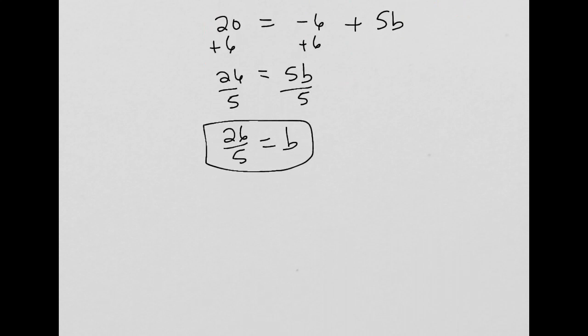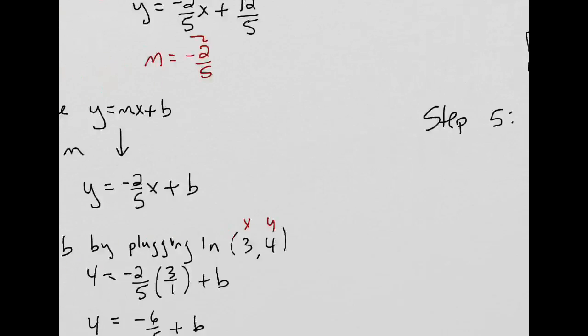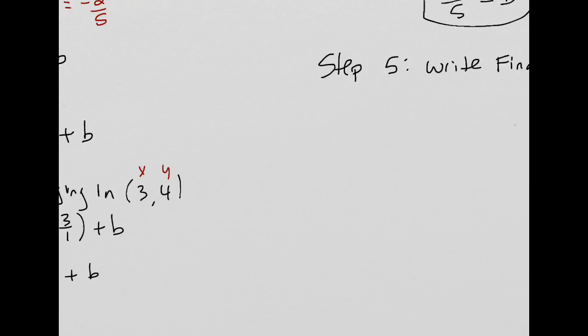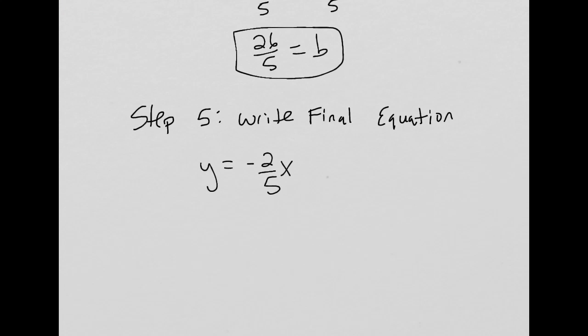Okay, my final step then is just to write the final equation in my line. So that's going to be our step 5. So we know our b value is 26/5. If I go back to a previous step, remember that we already knew the slope. So we knew the slope was negative 2/5. So I'm just going to take this equation and then plug our b value in. So our final equation is just going to be y equals negative 2/5 x and then plus our 26/5.